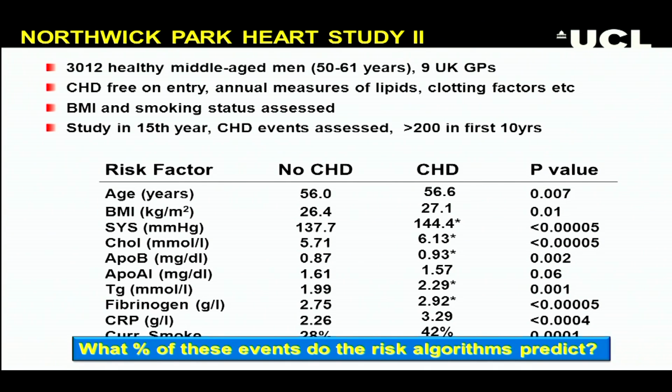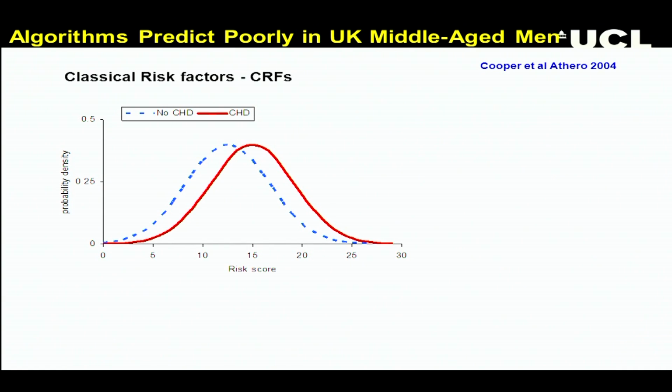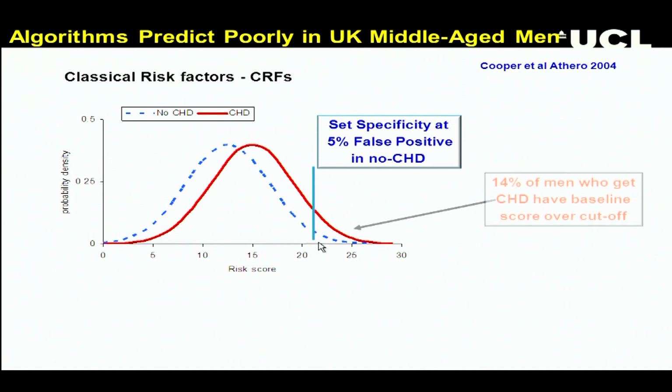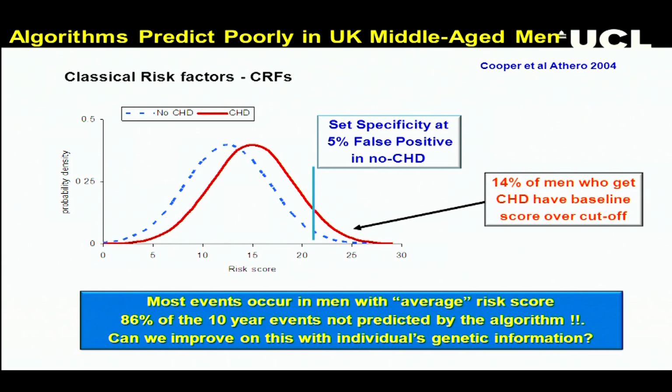Okay, so what percentage of the events that actually occurred do the risk algorithms predict? I'd like to be able to tell you that they pick up 60, 70, 80, 90%. They don't. This, in cartoon form, is the risk score distribution in those who didn't have an event. This, in red, is the score in those who did. If we set a cutoff here so that we pick up a false positive of 5% of the men who don't have an event, we correctly identify 14% of those who did, which means we've missed 86% of the events that actually occur. It's a rotten test.